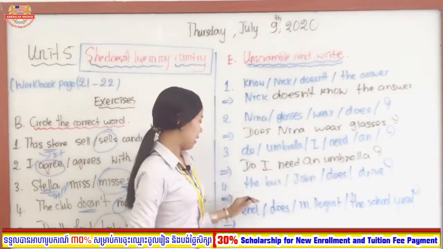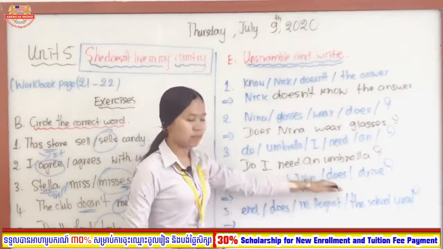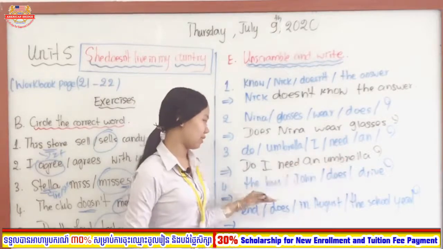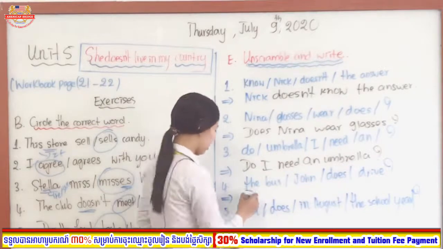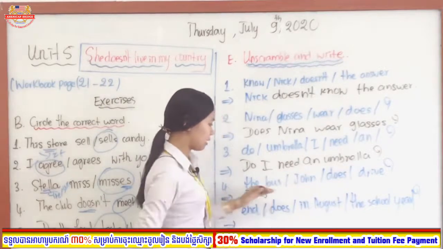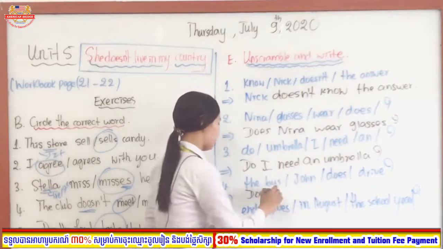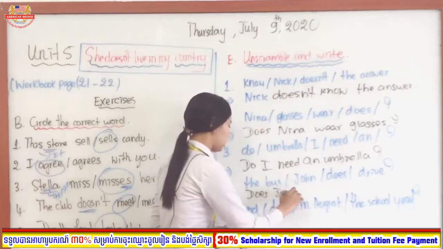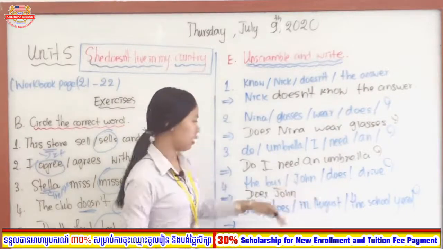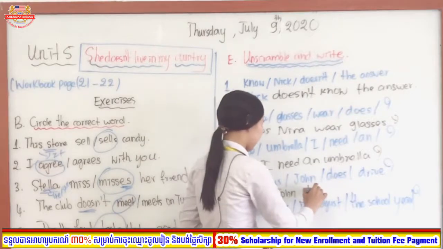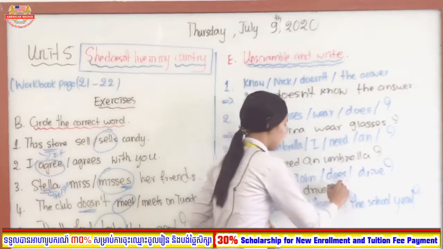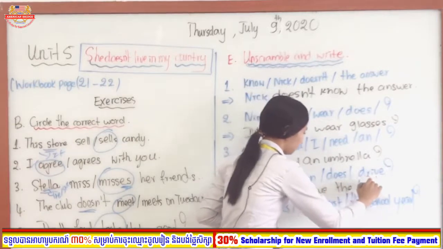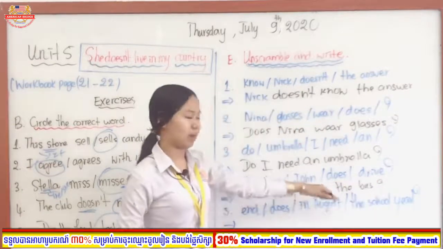Question mark. And number 4: the bus, John, does, and drive, and question mark. So it is also in the question form. So we find the auxiliary verb first, which is does, and then we have John, which is the subject. So does John, and we have the verb, which is drive, right? So does John drive? Very good, the bus. So does John drive the bus?